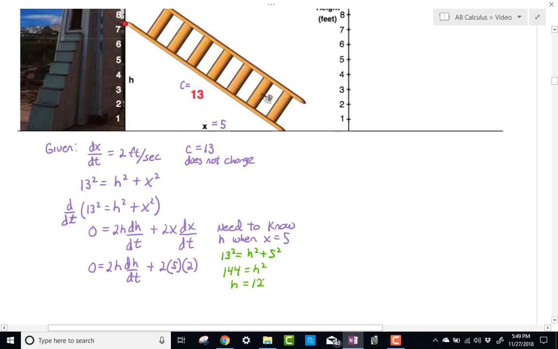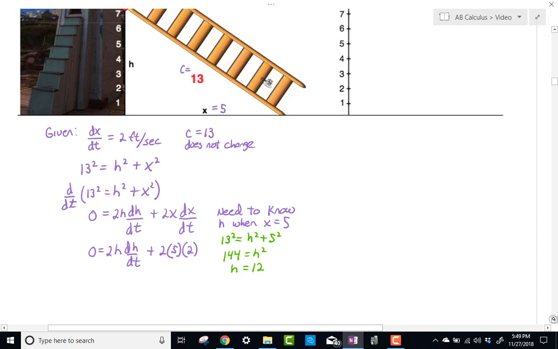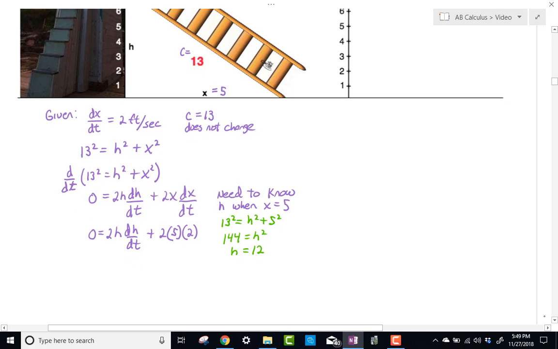So at the point when x is 5 feet from the wall, when the base of the ladder is 5 feet from the wall, that means that my ladder is 12 feet high off the ground. So at that instant, now I can take out my h and plug in 12. So this is going to be 2 times 12 times dh/dt plus whatever we got over here. So this is going to be 24 dh/dt plus 10 times 2, which gives me 20, and now I need to solve for dh/dt.